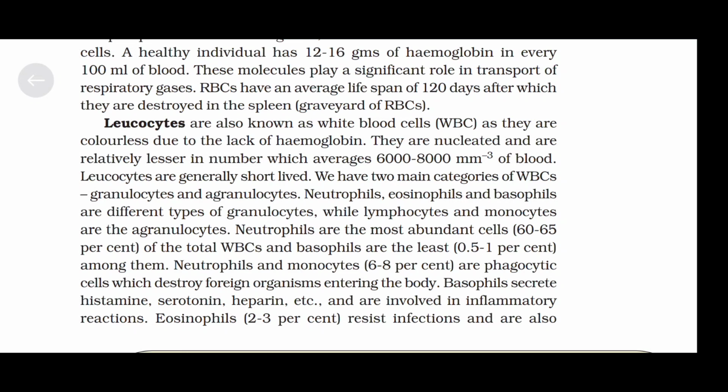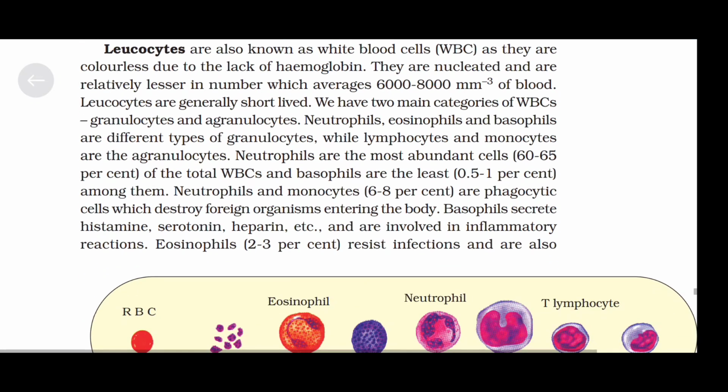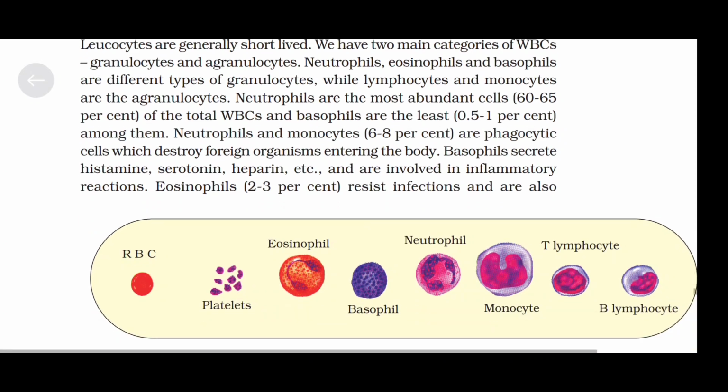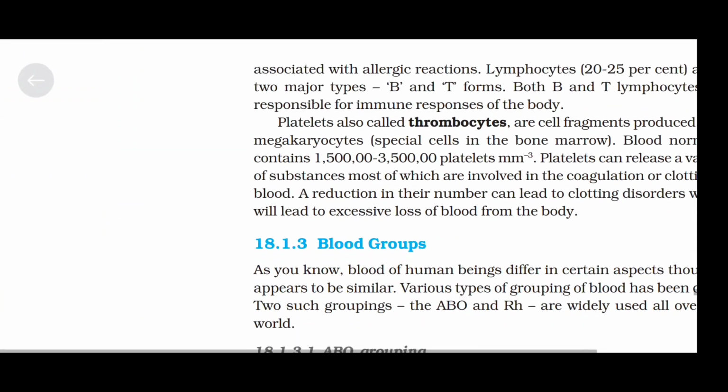Neutrophils are the most abundant cells, 60 to 65% of the total WBCs, and basophils are the least, 0.5 to 1% among them. Neutrophils and monocytes, 6 to 8%, are phagocytic cells which destroy foreign organisms entering the body. Basophils secrete histamine, serotonin, heparin, etc., and are involved in inflammatory reactions. Eosinophils, 2 to 3%, resist infection and are also associated with allergic reactions.